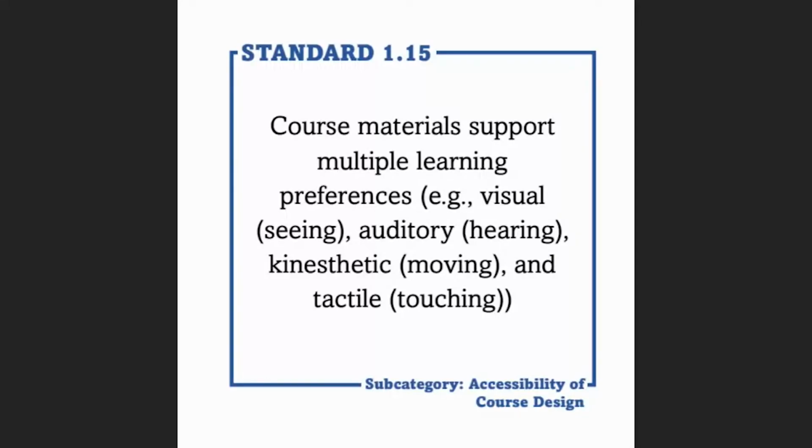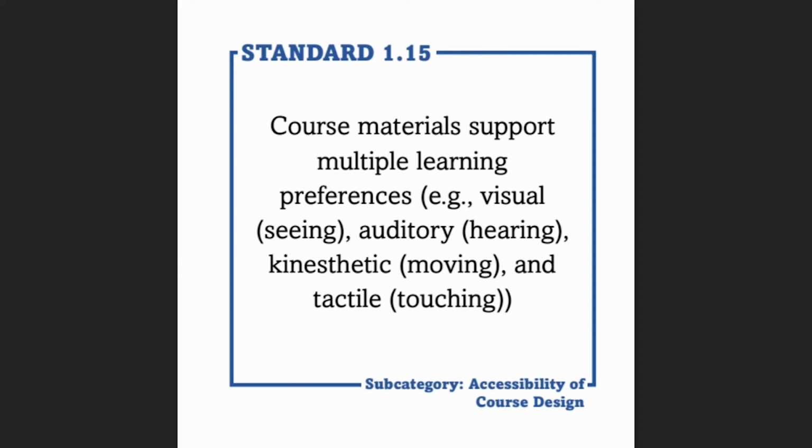Okay, so the last of the standards that we're going to talk about here is, I'm not going to lie, of the KES, my least favorite standard just because it tends to confuse people. This is under Accessibility of Course Design. It's standard 115. Course materials support multiple learning preferences. Pay attention to that. Preferences, not learning styles. Multiple learning preferences. For example, visual, seeing, auditory, hearing, kinesthetic, moving, and tactile, touching.